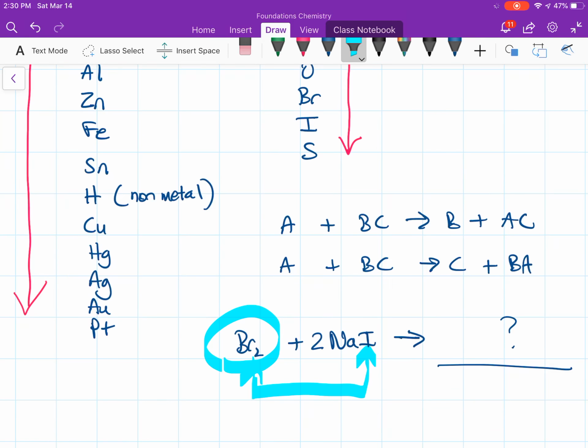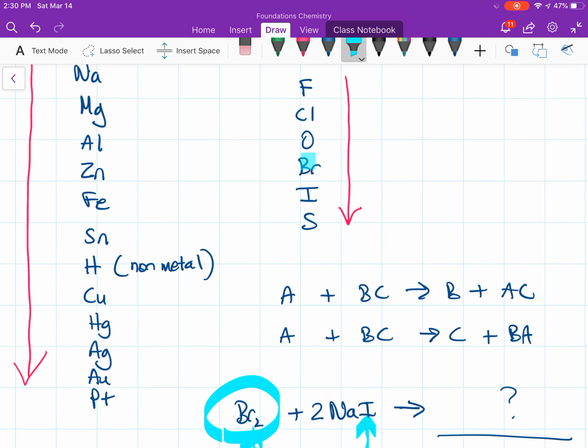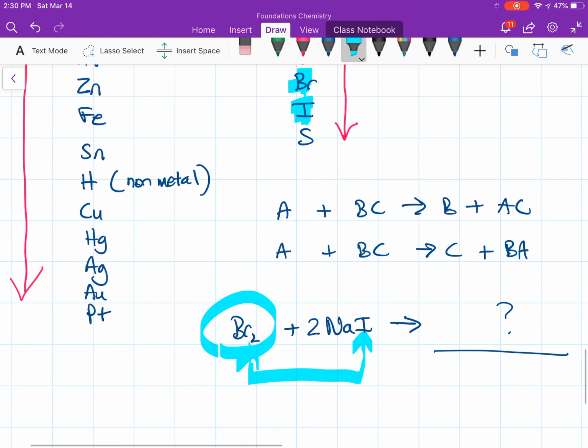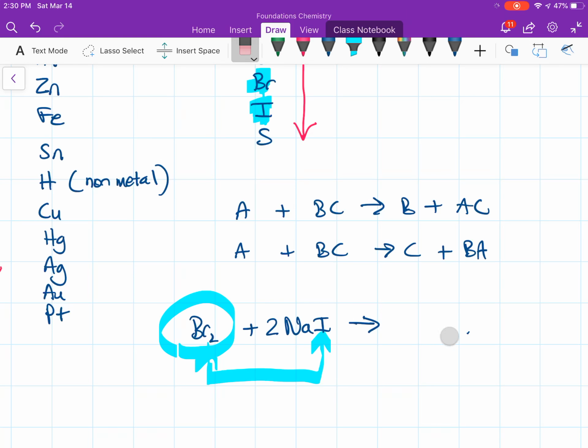So I go and I look. Bromine is above iodine. Bromine is above iodine, and therefore they're going to trade places. So you can finish this. Let's go ahead, put the I by itself, and then NaBr. Oh dear, now we have to make sure that ionic formula is correct. Let's just check quickly. +1, -1, we're correct.